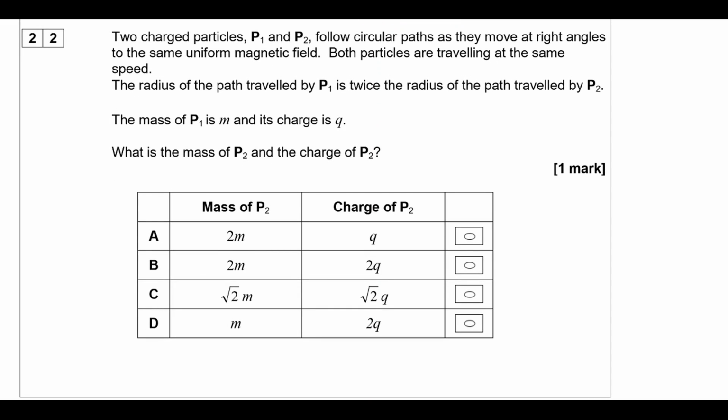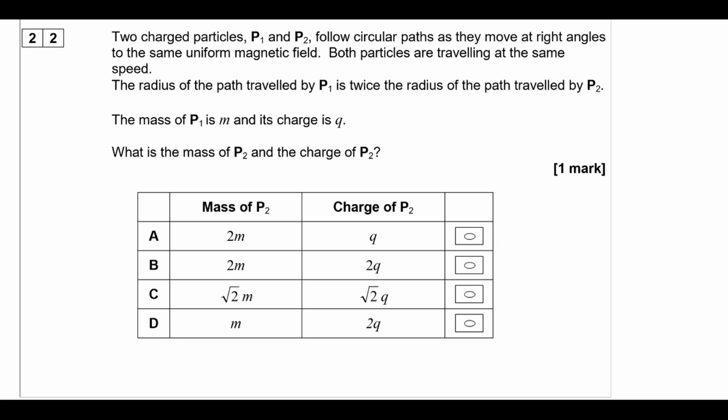Okay, so two charged particles, P1 and P2, follow circular paths as they move at right angles to the same uniform magnetic field. Both particles are travelling at the same speed. The radius of the path travelled by P1 is twice the radius of the path travelled by P2. The mass of P1 is m and its charge is q. What is the mass of P2 and the charge of P2?